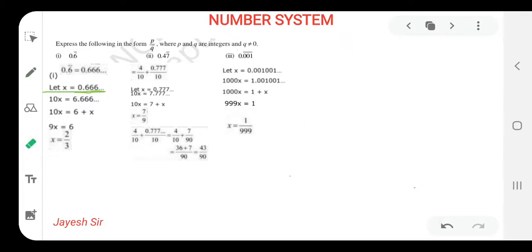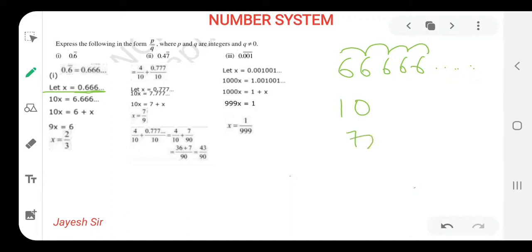After assuming, we have to multiply it by 10. Multiply both the sides by 10. Why do we need to multiply it by 10? Because only one number, that is the number 6, is repeating itself. That means here 6 is to be repeated again and again: 6, 6, 6. That means only one number, 6, is to be repeated. That's why we are multiplying it by 10.